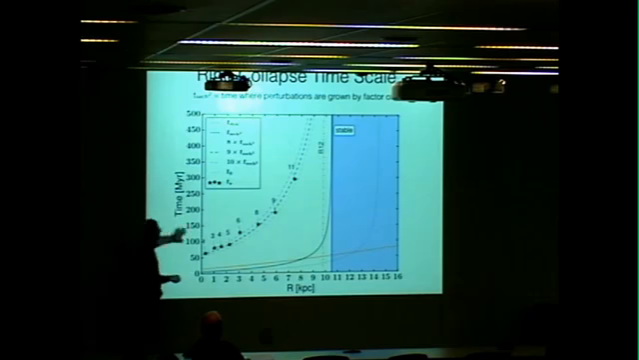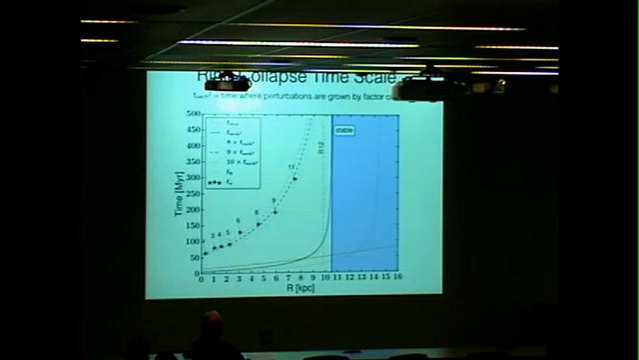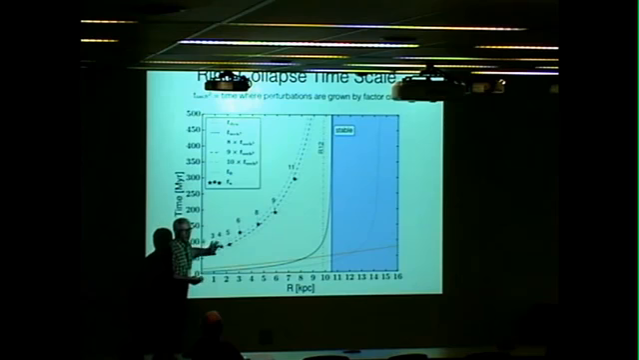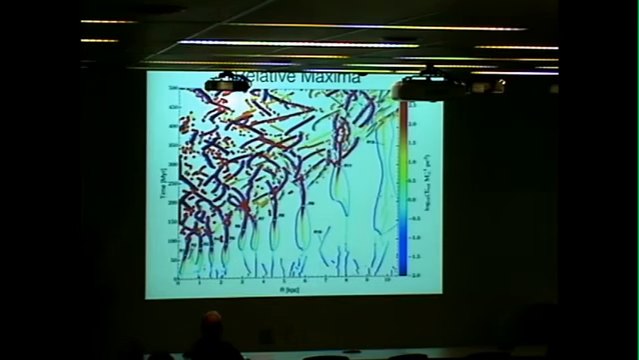It's of order a few 10 to the 8 years, not a few 10 to the 7 years. So if you really want to calculate how quickly your disk fragments, you should use a time scale which is 10 times longer, not the Toomre time scale. That is maybe of some interest. Here is what happens in detail.